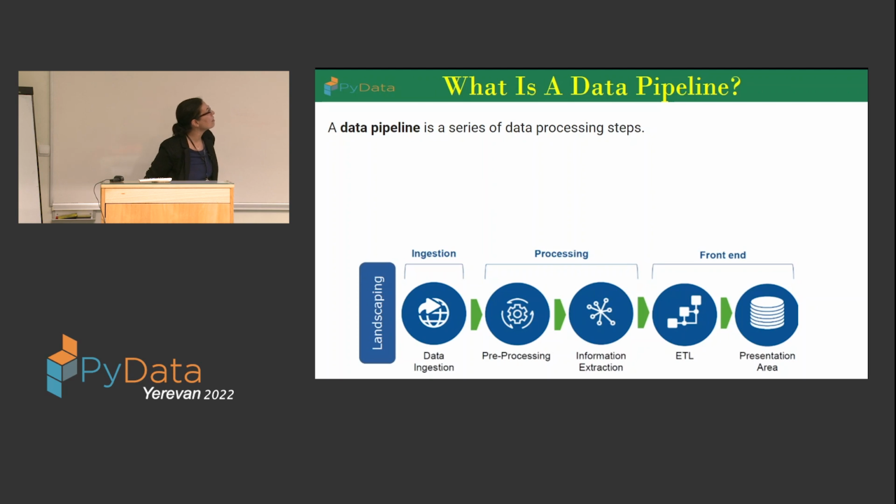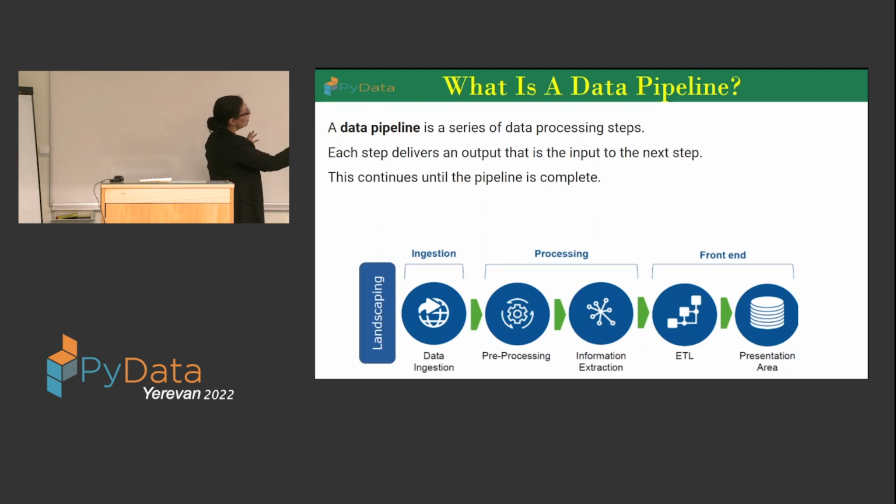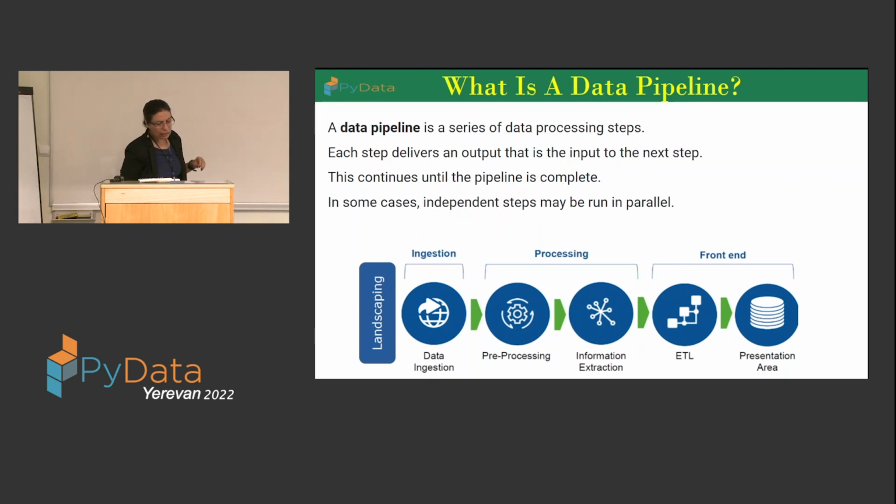A data pipeline is a series of data processing steps, and each step delivers an output that is the input to the next step, and it continues until the pipeline is complete. In some cases, some steps may be parallel, but just ignore it for now. So we move the data through a pipeline and get the result at the end.